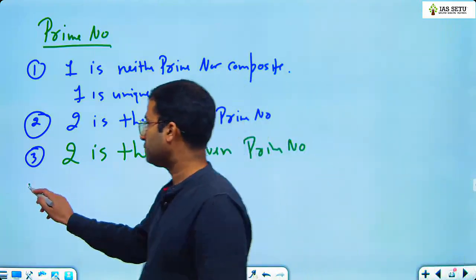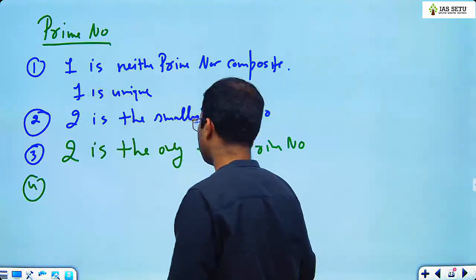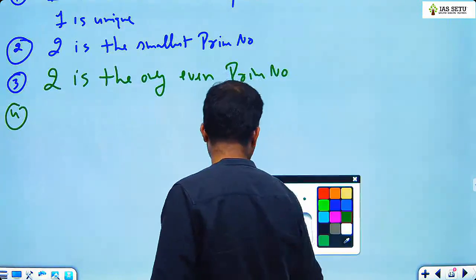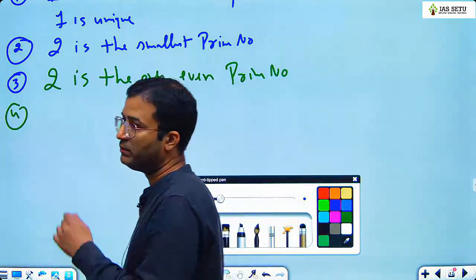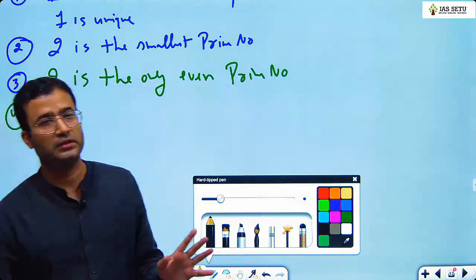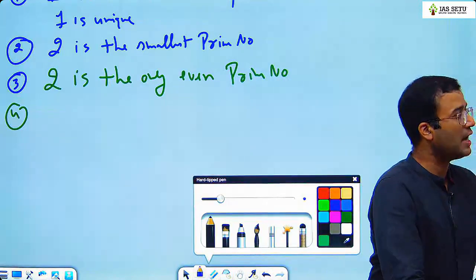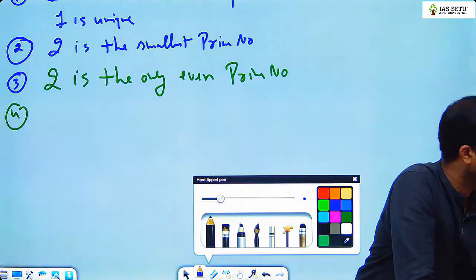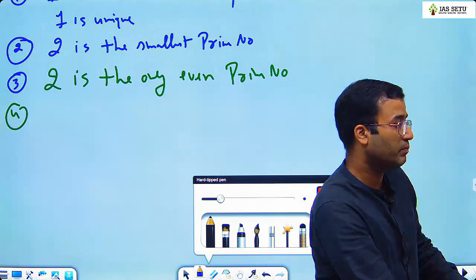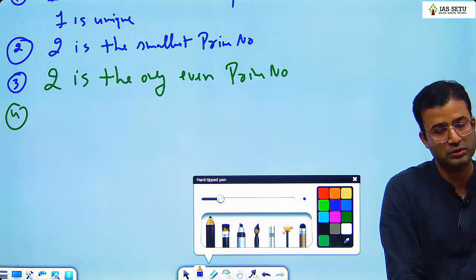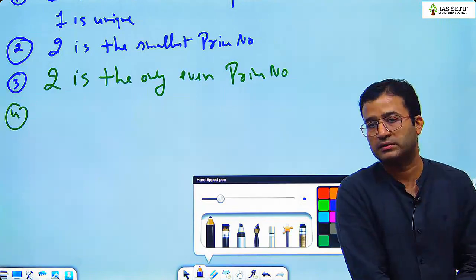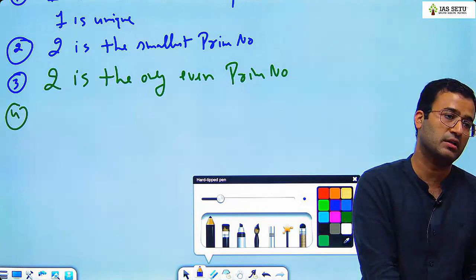Next, factual information, and which is very important for our exam. Every year there is at least one question on prime number directly or indirectly. 2.5 मार्क्स का क्वेश्चन आएगा पक्का. तो चेंजिंग पैटर्न में भी आ रहा है. प्राइम नंबर से हर साल क्वेश्चन आ रहे हैं.